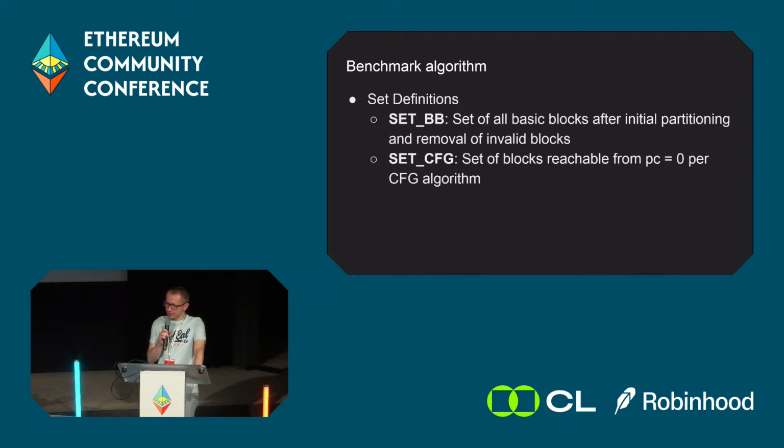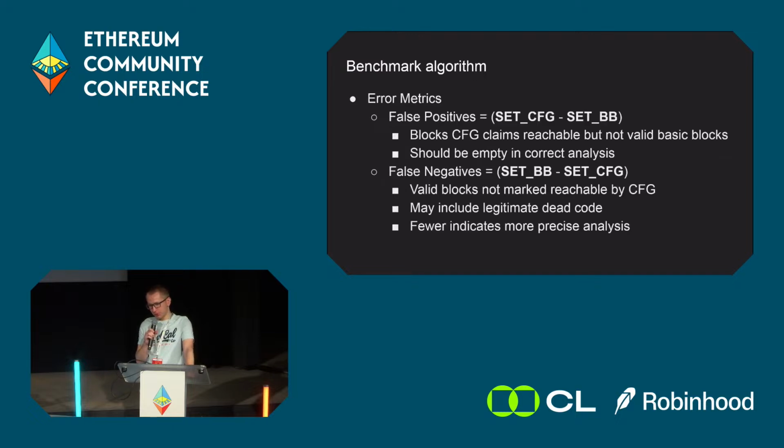And after that, we can set definitions. We get the set of all basic blocks after the initial partition and removal of invalid blocks, and the set of blocks which some algorithm produces after control flow graph reconstruction. And we can now get false positives and false negatives. And we can compare algorithms by this metric.